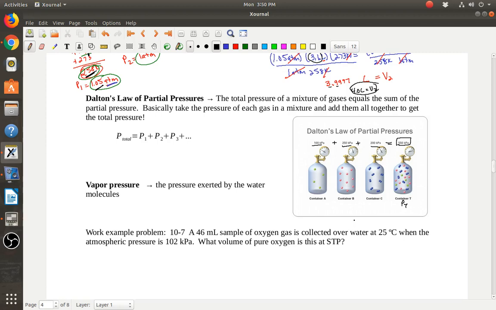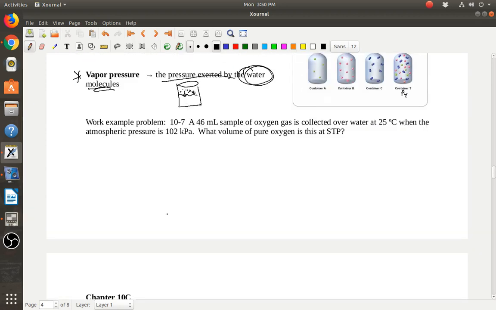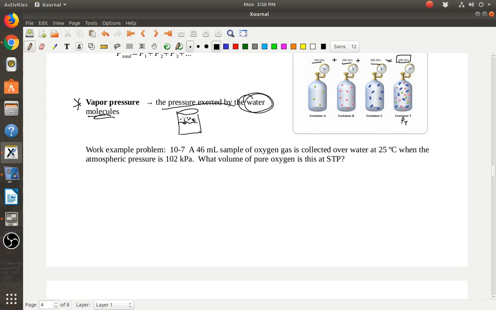And this happens because I oftentimes am collecting something over water and I need to subtract out the water. Vapor pressure is the pressure exerted by water molecules on top. So it's like if I have a container and there's liquid water and up here's the vapor, that's the vapor pressure. It exerts pressure over the water, okay? Now we need to use this Dalton's law of partial pressures and vapor pressure when we're doing these kinds of problems. It's a word problem where we're going to collect over water. I'm going to show you something in the Prezi in a moment, but let's look at this.